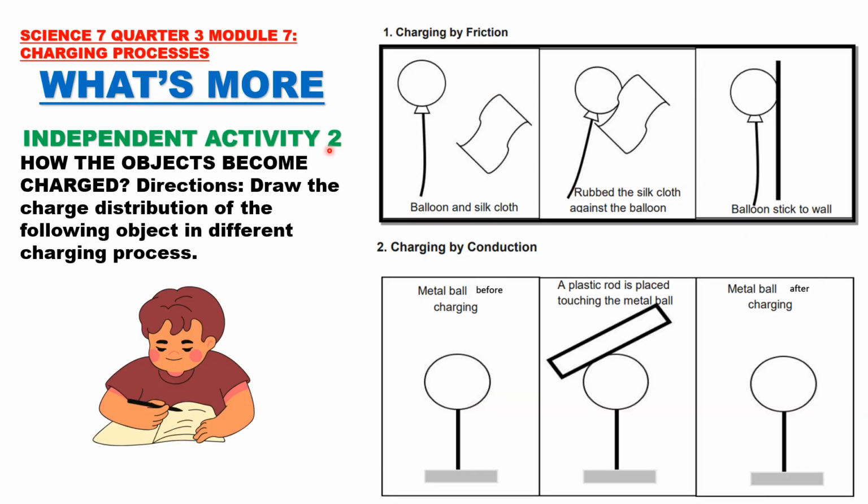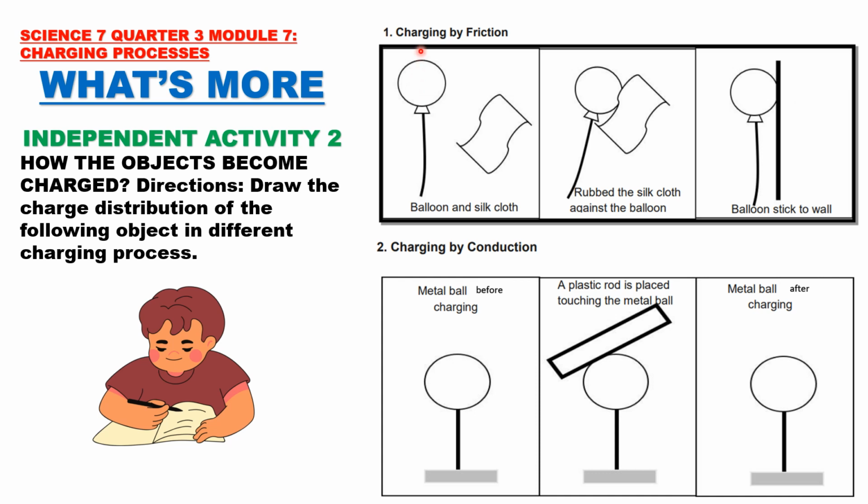Independent Activity 2, how the objects become charged. Draw the charge distribution of the following object in different charging process. So, dito sa activity na to, maglalagay kayo ng positive sign or negative sign sa mga objects natin to show what happens before, during, and after the different charging process.